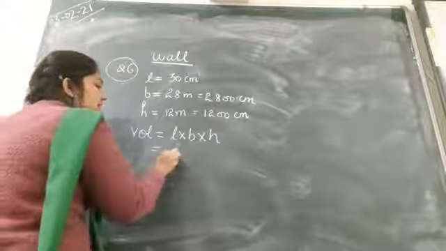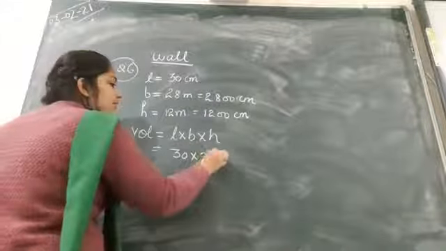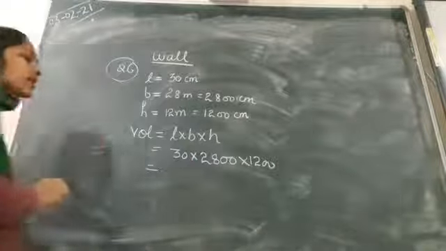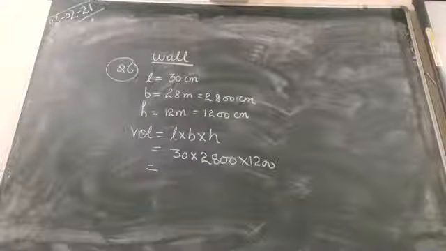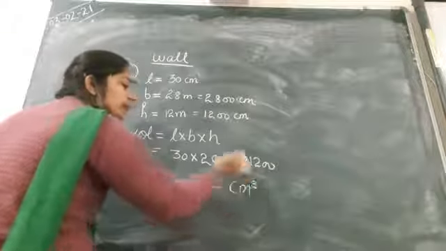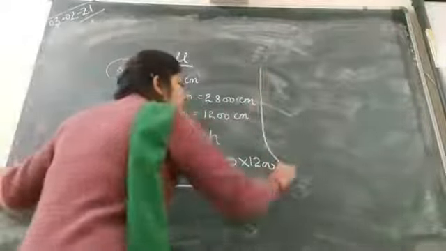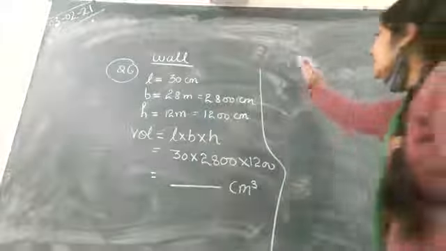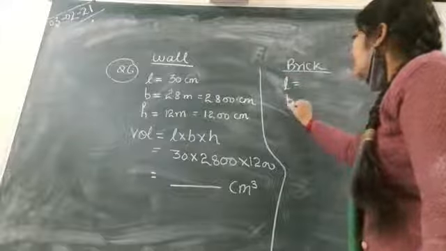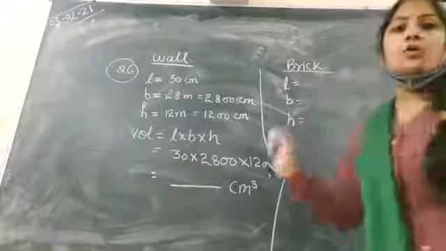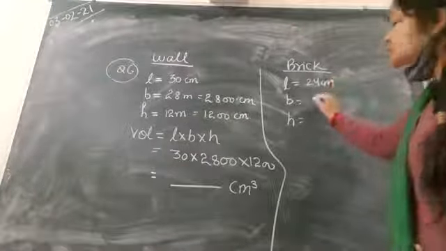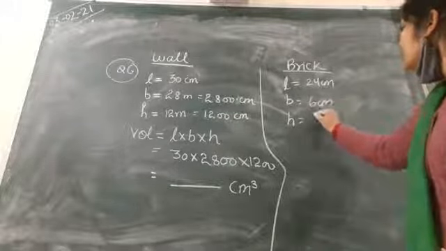And that is 30 into 2800 into 1200. So calculate how much you will get. So you will calculate the volume here. It will come out to be in centimeter cube. And then you will calculate the volume of brick. So you will give heading brick, length, breadth, the question. How much is your length? 24 centimeters. 24. Breadth? 6 centimeters. Height? 5 centimeters. 5 centimeters.